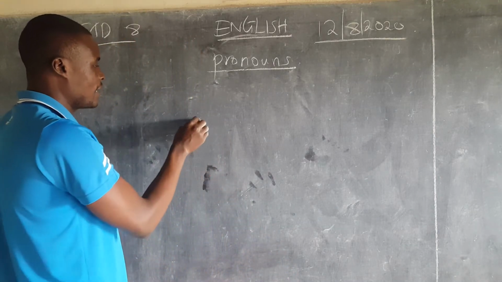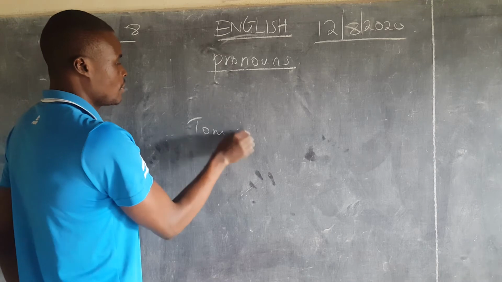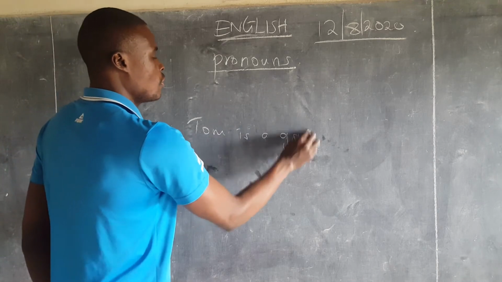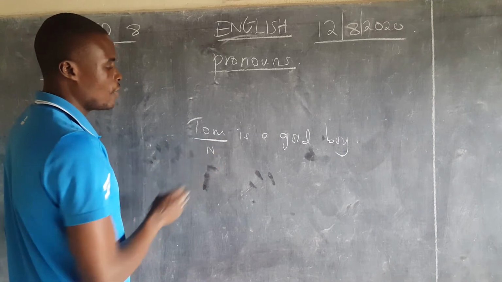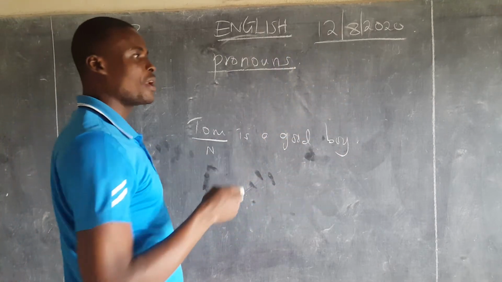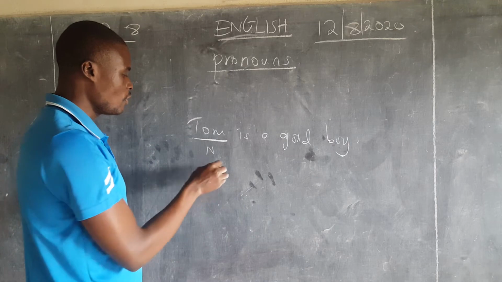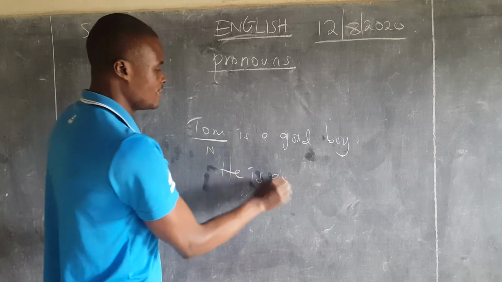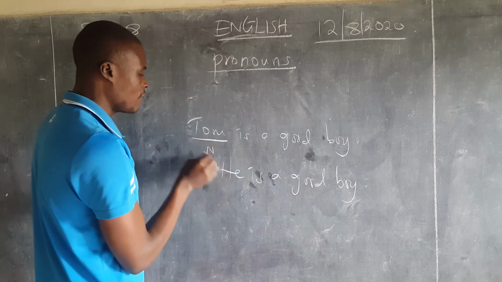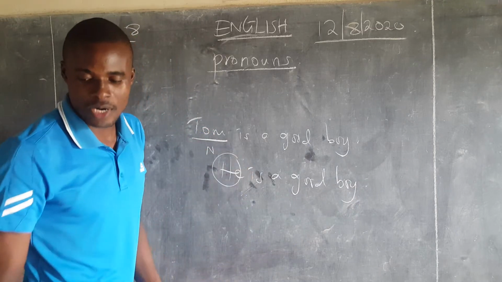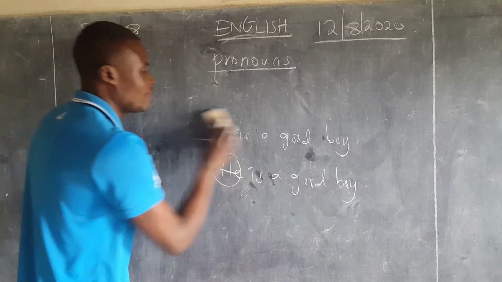Let's take an example like Tom. Tom is a good boy. Tom is a good boy, and Tom is our main noun there. So when we bring in a pronoun to replace the noun, that is Tom, we say, he is a good boy. This type of pronoun is called a personal pronoun, and that is what we are going to look at in this lesson.